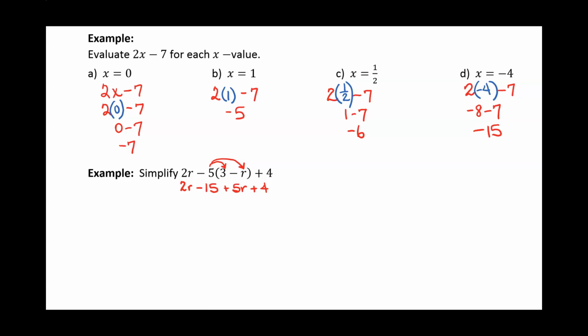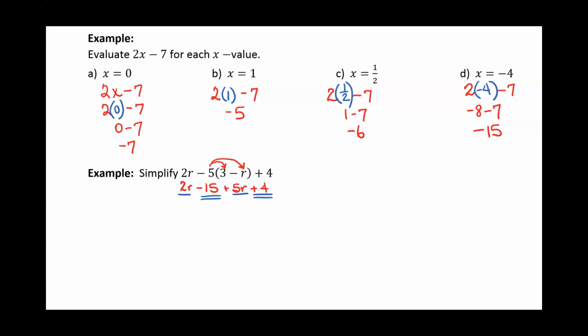All right, what is a like term with the 2r? 5r. Remember, it has to have the same variable raised to the same exponent, and then, of course, our constants are like terms. So if you combine 2r and 5r, you literally have 2 r's and 5 r's, and when you put them together, what do you have? 7 r's. You just combine the coefficients. You leave the variable and the exponent exactly the same.